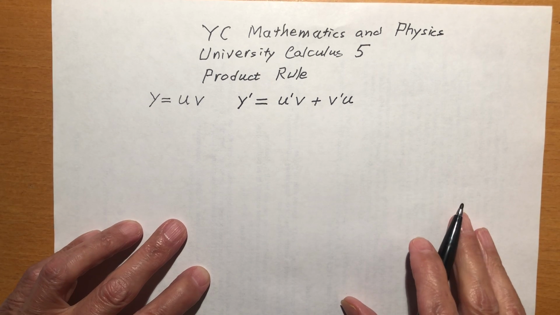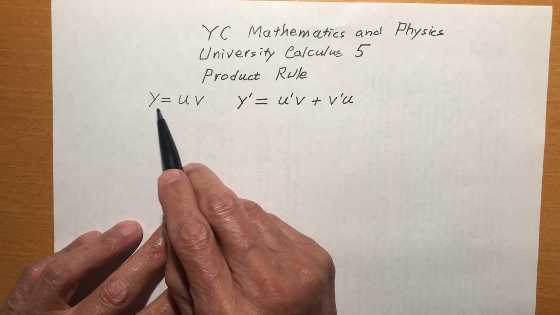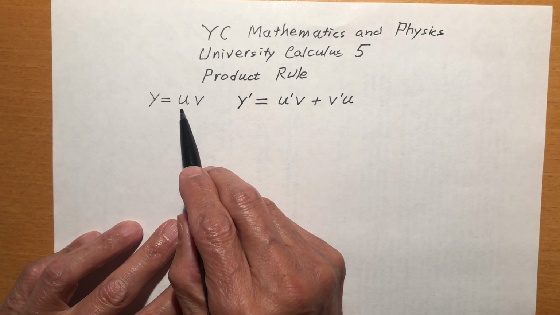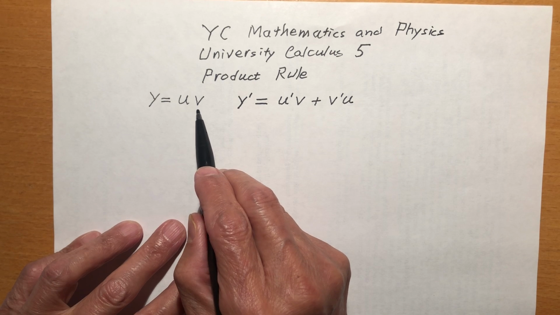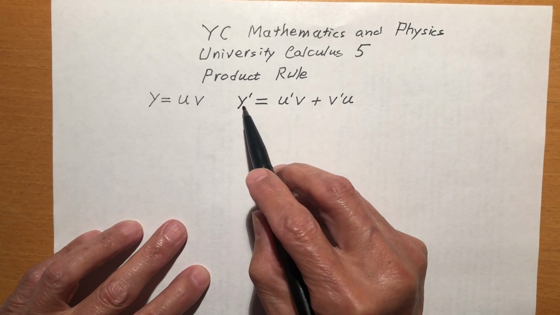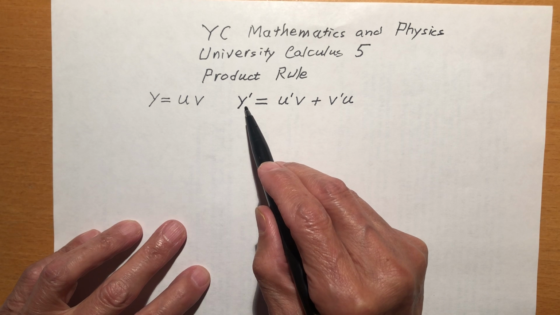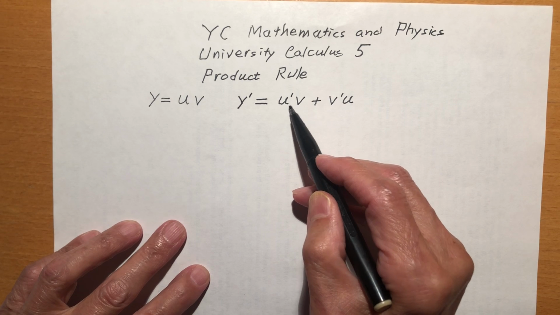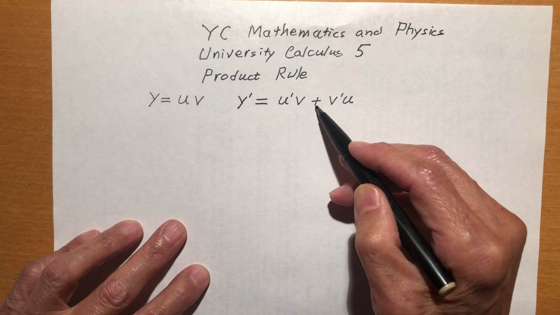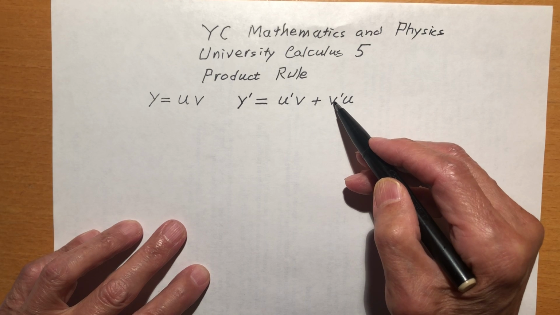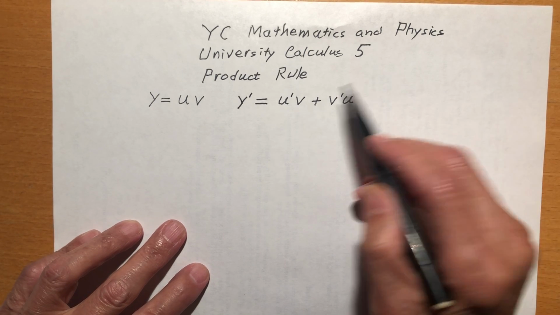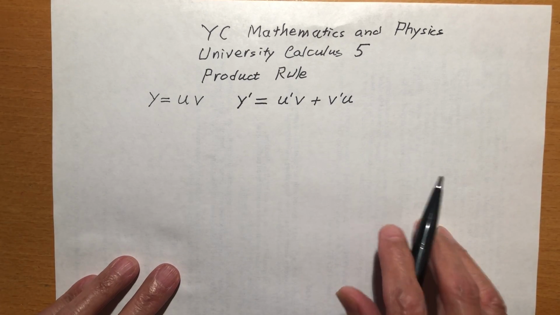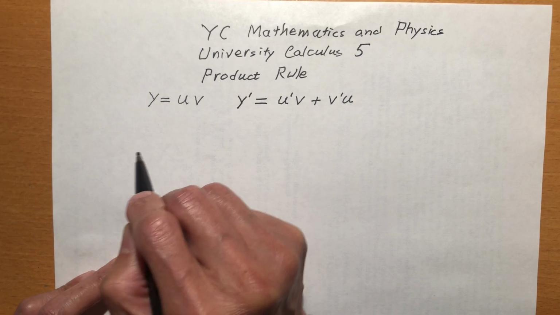So let's say it in words. The given function is the product of function u and function v. The product rule says the derivative of y is the derivative of u multiply v plus the derivative of v multiply u. So this is a product rule. How do we apply the rule? Let's do an example.